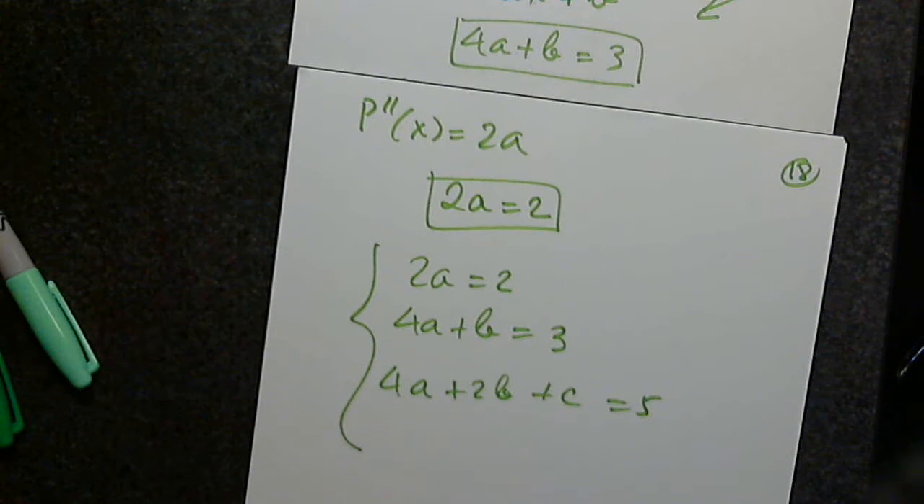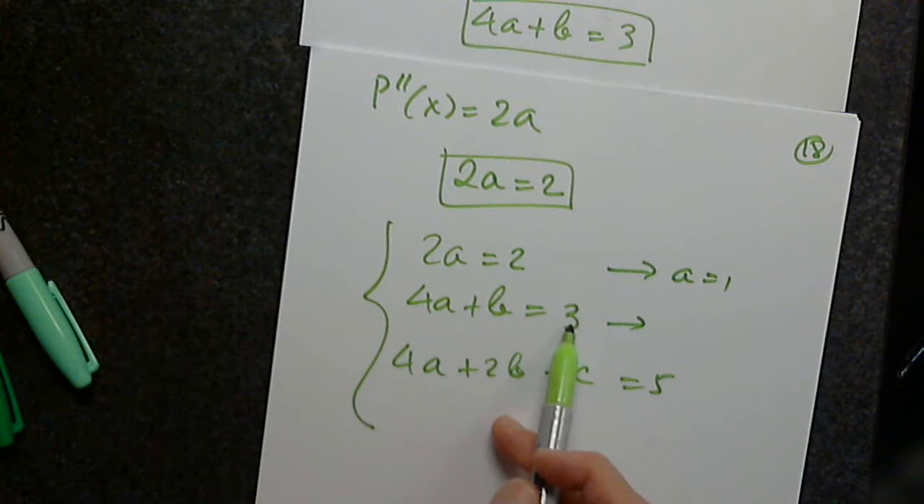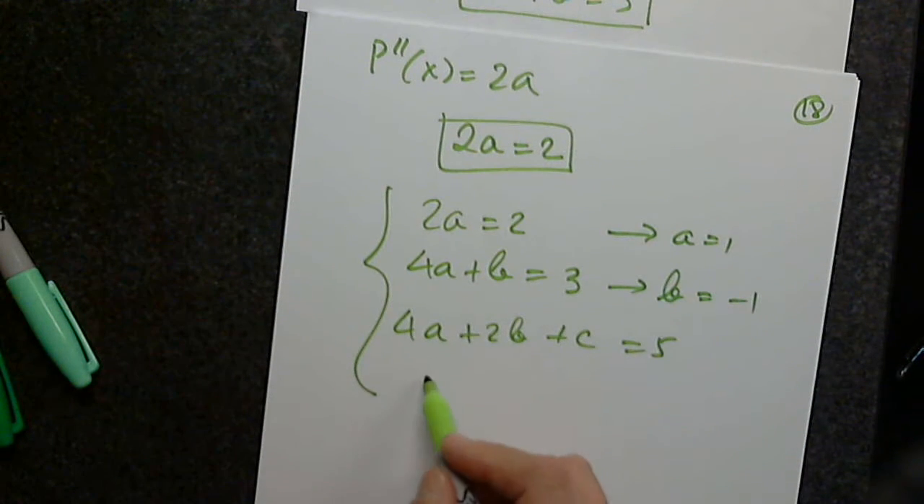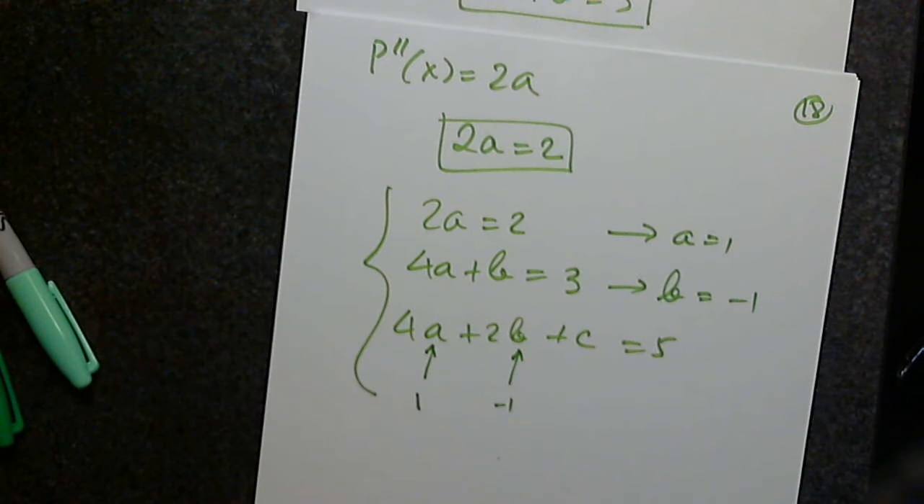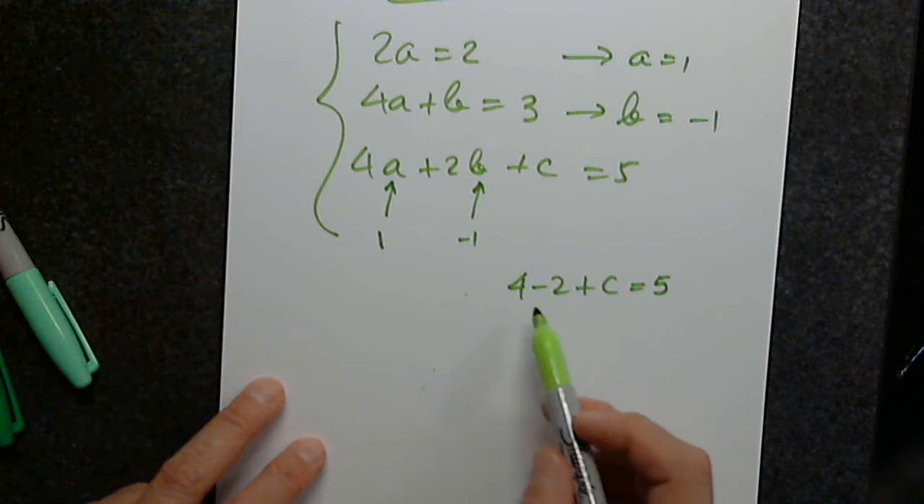Where is the starting point? I start with 2a equals 2, so a equals 1. If a equals 1, I put it in here: 4 plus b equals 3, which guarantees that b must be negative 1. And now I will be able to find c. 4 minus 2 plus c equals 5, so c equals 3.